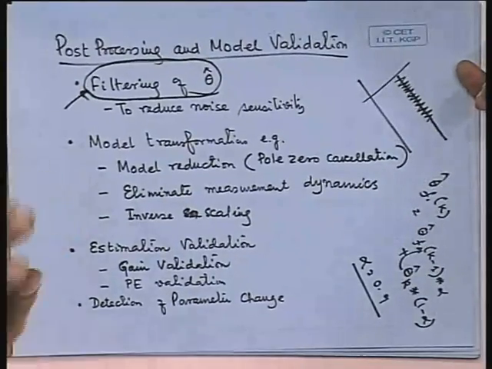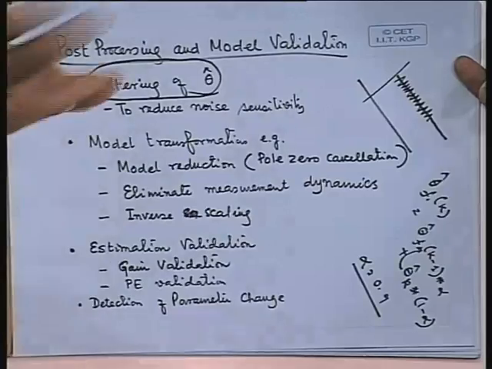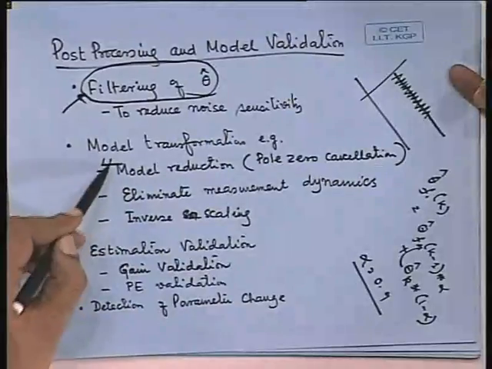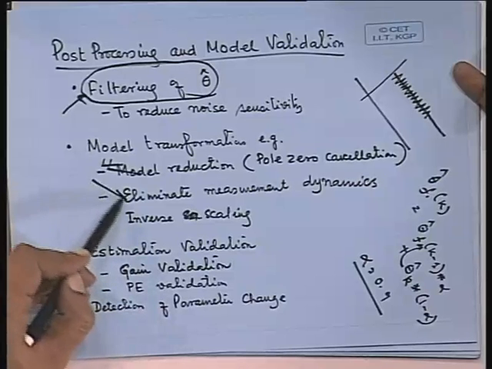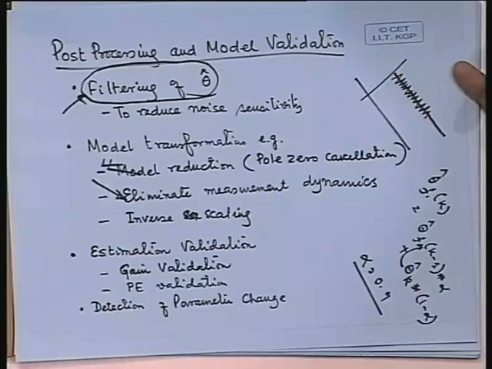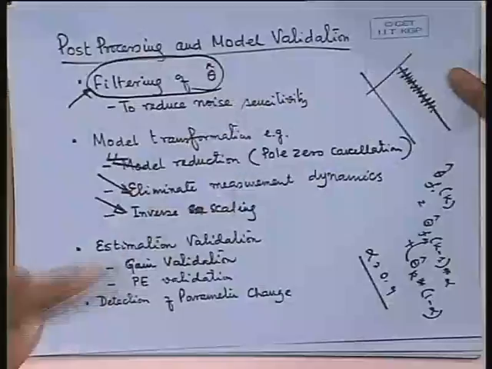Then you need to check before you hand over the model. Now you are going to hand over the model to whoever is going to use it. So you need to see whether there are possible model reductions, whether you need to eliminate measurement dynamics from it, if you know it. Generally measurement dynamics could be available very well from the manufacturer's data sheet because the sensors are well calibrated and tested by the manufacturers. You have to do inverse scaling. Remember that you actually used a parameter in terms of scaled data. So obviously the parameters also got scaled. So now you need to do inverse scaling to actually come back to the units in which it will be useful.